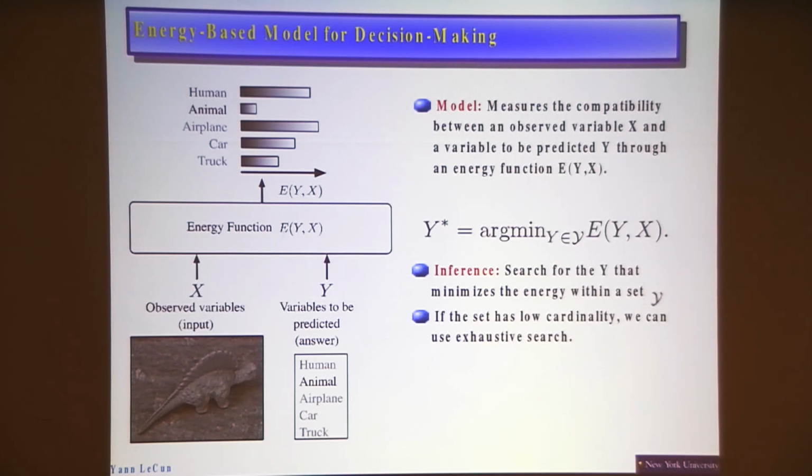And so if you think of this as a classifier, perhaps X is an image and Y is a discrete variable that indicates one of the possible 5 categories in that case. What you do is you plug in the X and then you look for the Y that minimizes this energy. In this case, animal has the lowest energy, human has higher, airplane has higher, car has higher, truck has higher too. So the inference mechanism consists in doing this: find the Y that minimizes the energy with respect to Y for a given X.